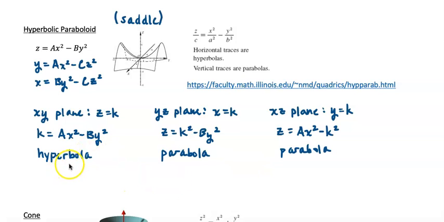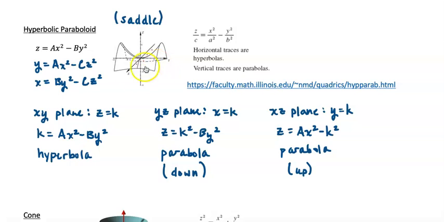So, this hyperbola is going to open toward the x or the y-axis depending on the value of z. Now this parabola over here, we have z equals negative by squared. That is going to be opening down around the z-axis. Alright, this parabola over here, going through the xz plane, because this x squared term is positive, it is going to be opening upward. And we can sort of see that in our little diagram here.